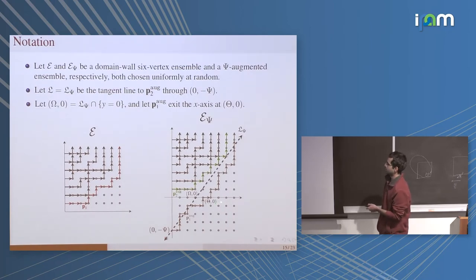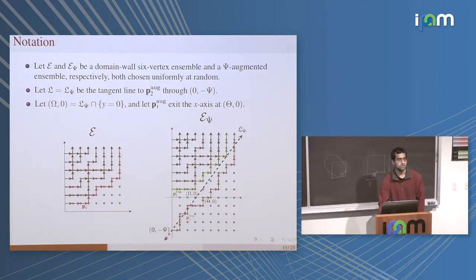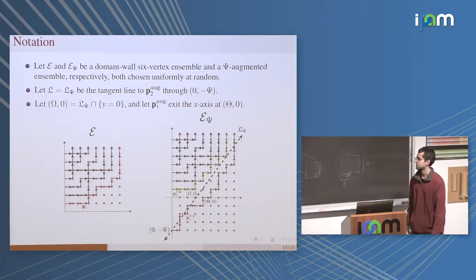And again, I'll let theta denote the location where this P1 aug, the tan path, exits the x axis. Just to clarify what's random here, everything is basically random. So E is random, E psi is random. This psi is picked once it is picked, but since E psi is random, this L psi is random, because this tangent line is random, and therefore this omega is random and this theta is random. So everything more or less is random here. Okay? I'm going to couple them soon enough.